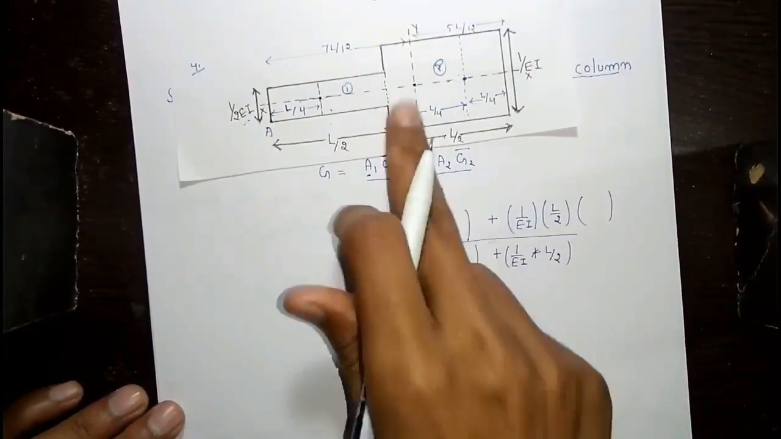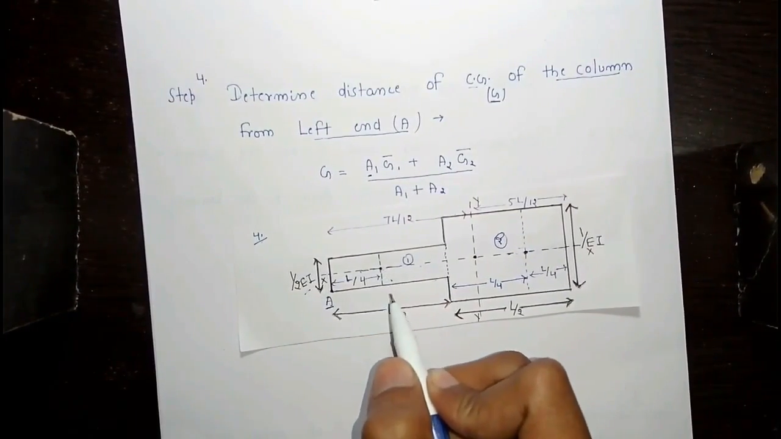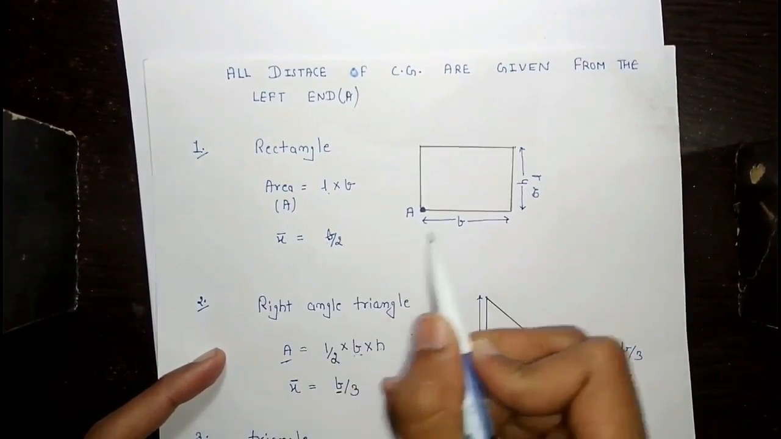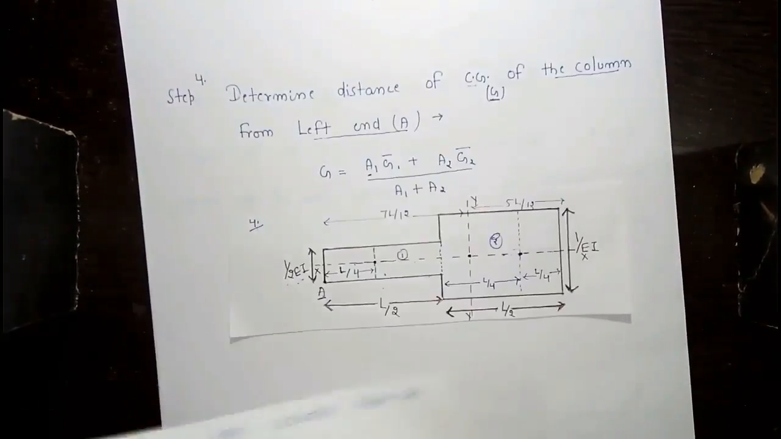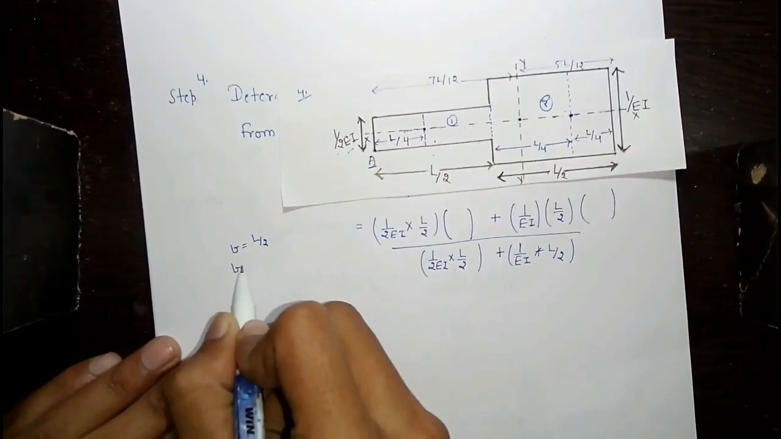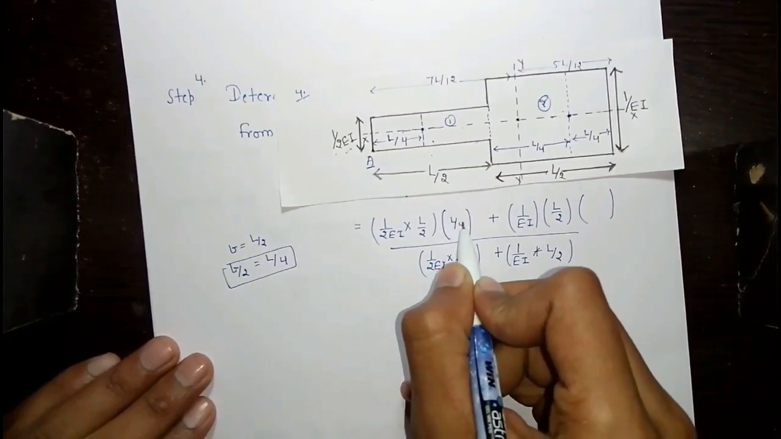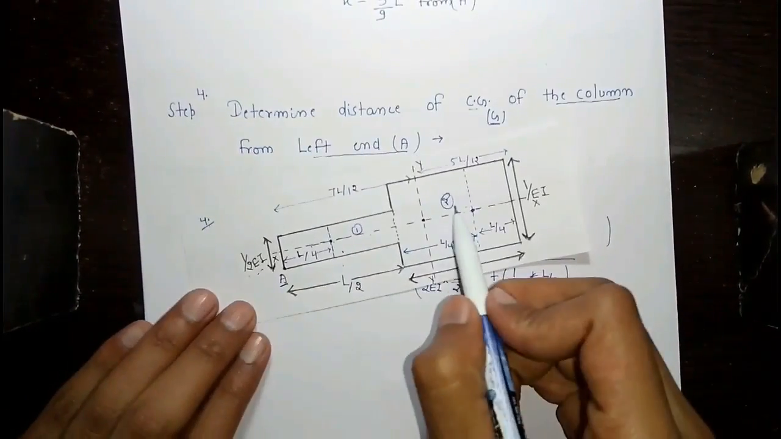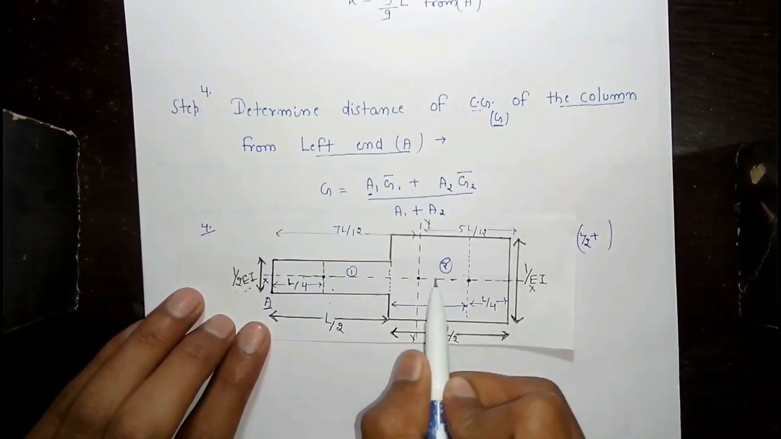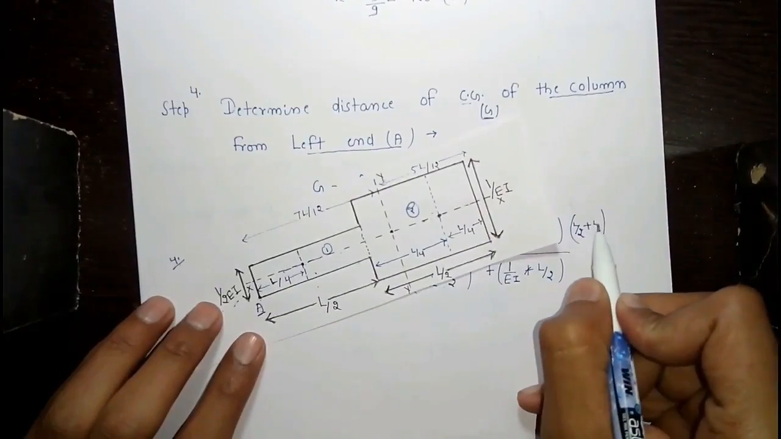Now for G1 bar, the distance of CG of rectangle 1 from A, from the sheet it will be B by 2, and B is equal to L by 2. So the distance of CG will be L by 4. For the second rectangle, from left end A, it will be L by 2 plus L by 4, again because of the same length.